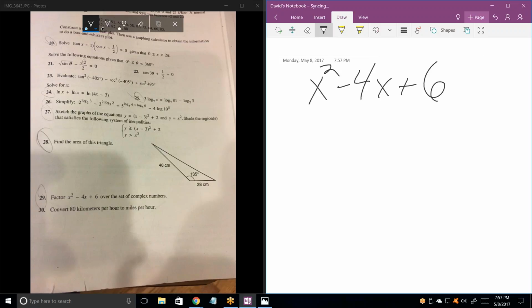Is this one like the one where you use the quadratic formula? Perfect. What is the quadratic formula? X equals negative b plus or minus the square root b squared minus 4ac all over 2a.